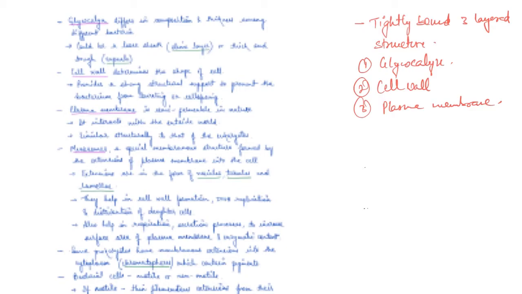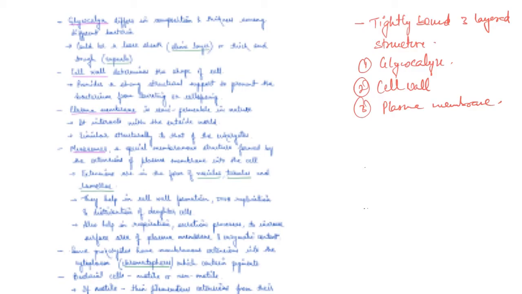Now the third layer is the plasma membrane. The plasma membrane is a semi-permeable membrane, right? It is semi-permeable in nature, and it interacts with the outside world. It is structurally very similar to that of the eukaryotic cell. Some of the exchanges that happen between cells are because of the plasma membrane. That is why it is semi-permeable.